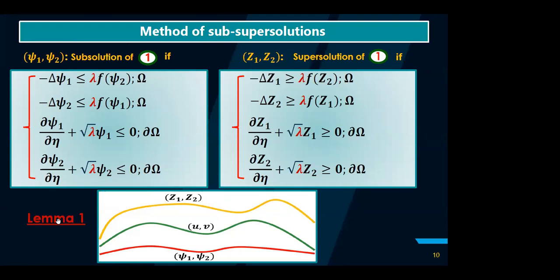Here is an important lemma that we will be using in establishing our results. If we have a small sub-solution psi1, psi2 and a bigger super solution z1, z2 such that your super solution is bigger than or equal to your sub-solution, then the conclusion is that there has to be a solution u, v in between those 2 sub and super solutions.